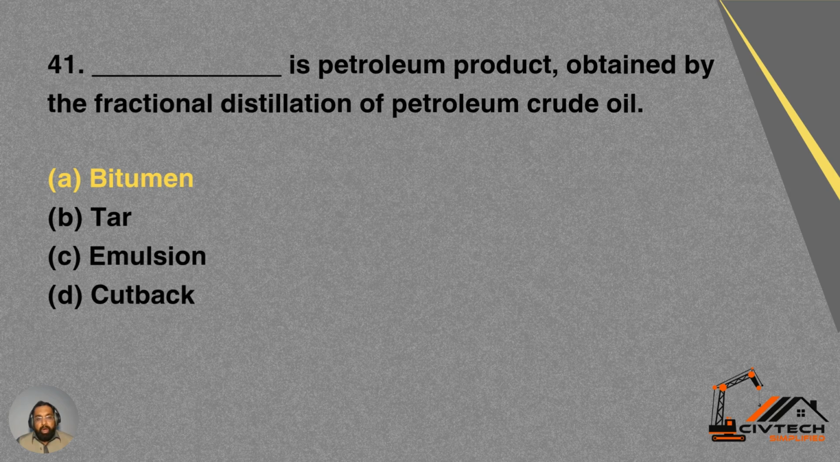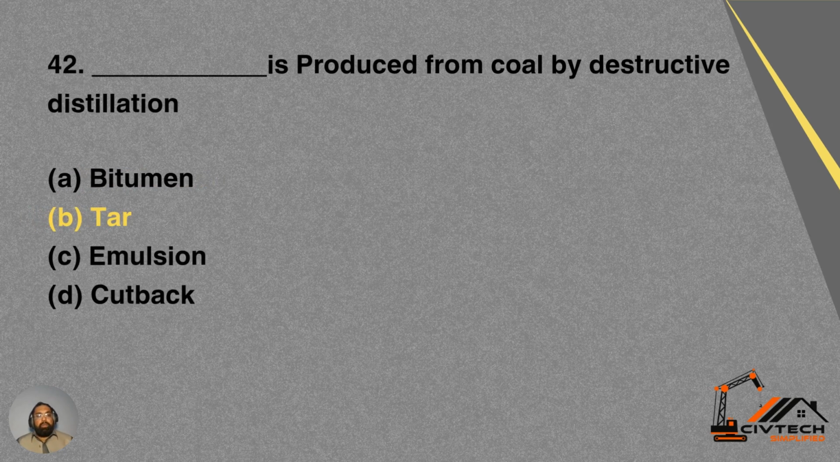Question 41. Dash is petroleum product obtained by the fractional distillation of petroleum crude oil. What is the petroleum product which is obtained by the fractional distillation of petroleum crude oil? Option A, bitumen. Option B, tar. Option C, emulsion. Option D, cutback. So bitumen is the correct answer. A is the correct answer. Bitumen is the petroleum product. Yes, we know it's a petroleum product, and it is obtained by the fractional distillation of petroleum crude oil.